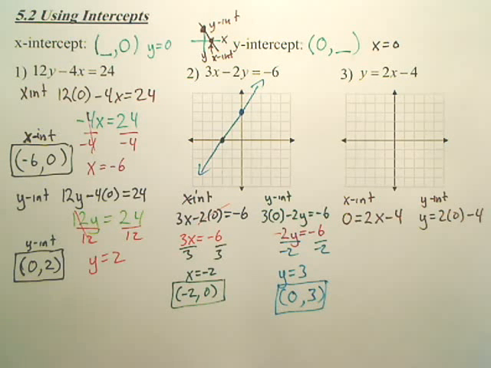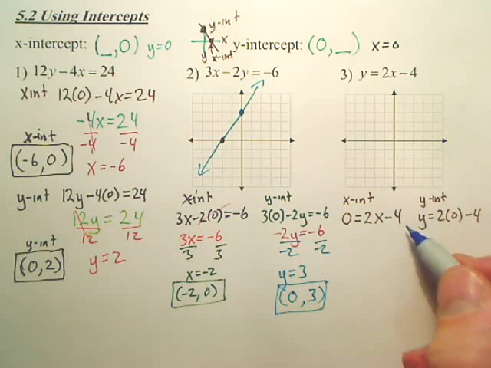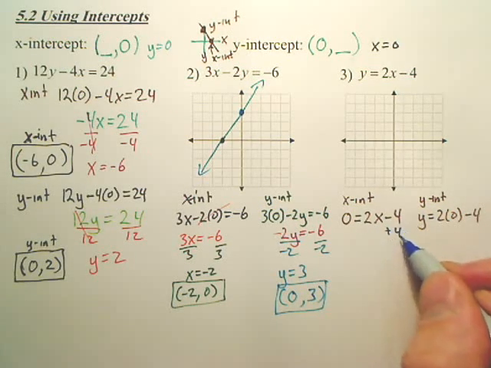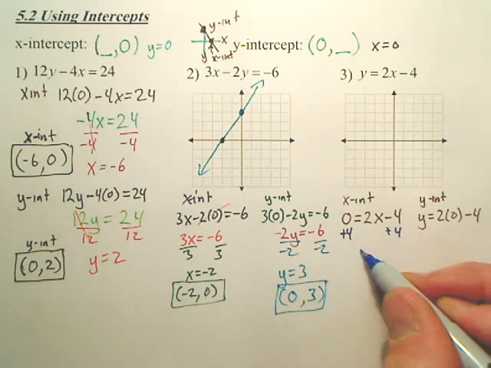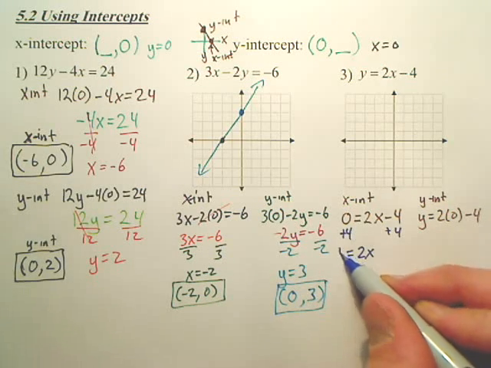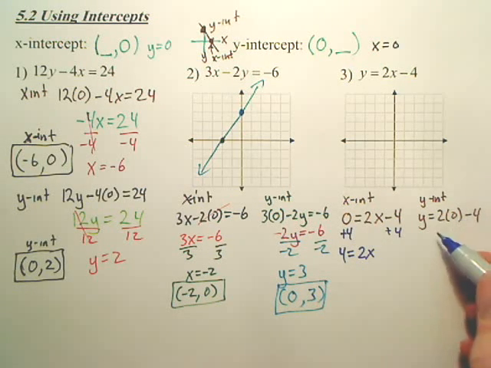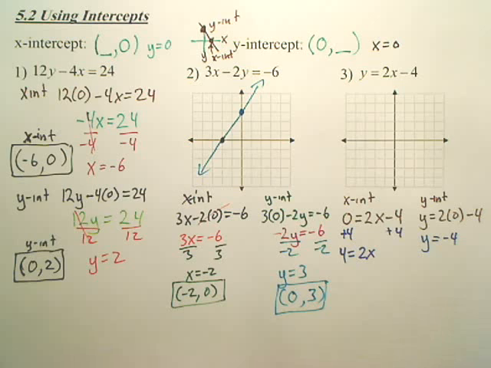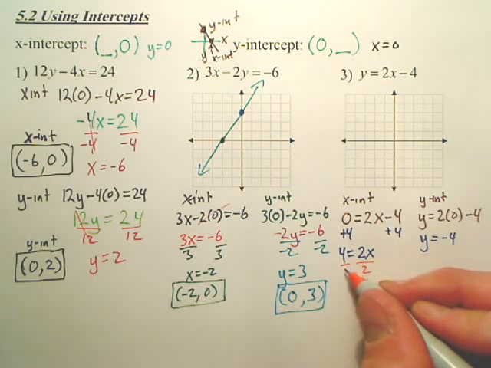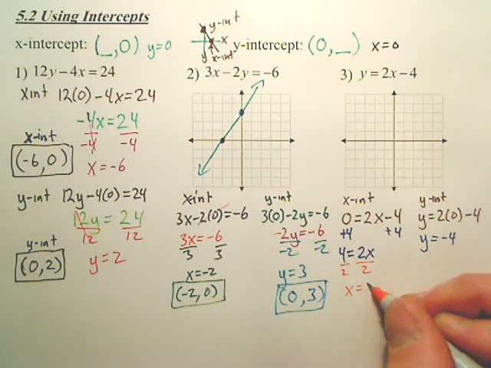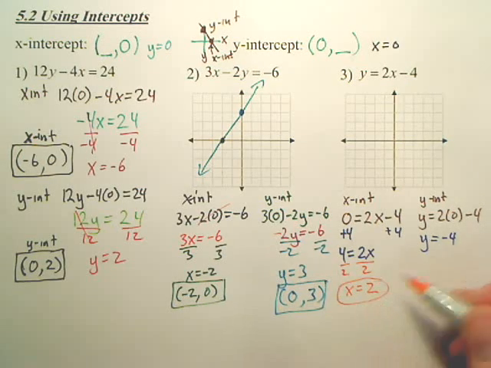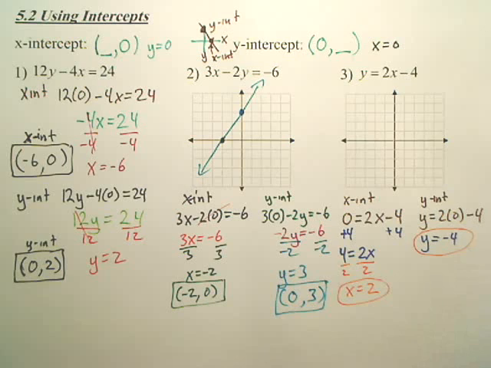Now, if I solve these, I want to solve this for x. So the first thing is probably to add the 4 over. And in this one, doesn't that cancel? You get y equals, well, that's cool. I'm done there. This one, to get x by itself, you divide by 2. Okay, you got x equals 2, you got y equals negative 4.